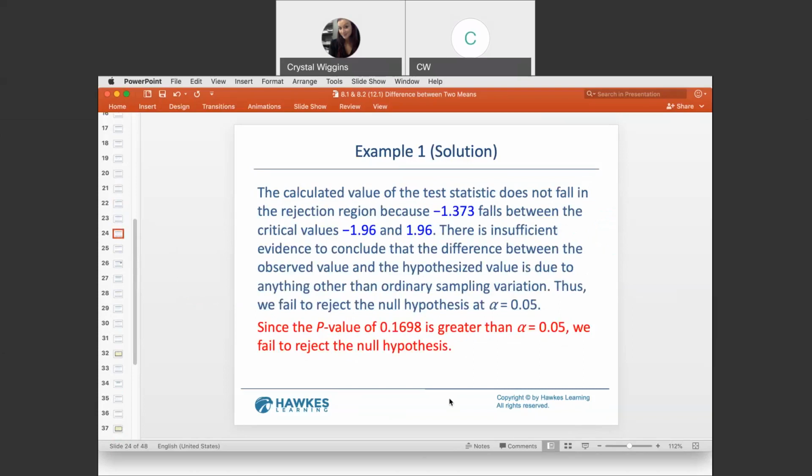Now I looked at the p-value, which is the same p-value here, but remember there are two ways to solve a hypothesis test, through the critical regions or through the p-value analysis. There is insufficient evidence to conclude that the difference between the observed value and the hypothesized value is due to anything other than ordinary sampling variation. Thus, we fail to reject the null hypothesis with a significance level of 0.05.